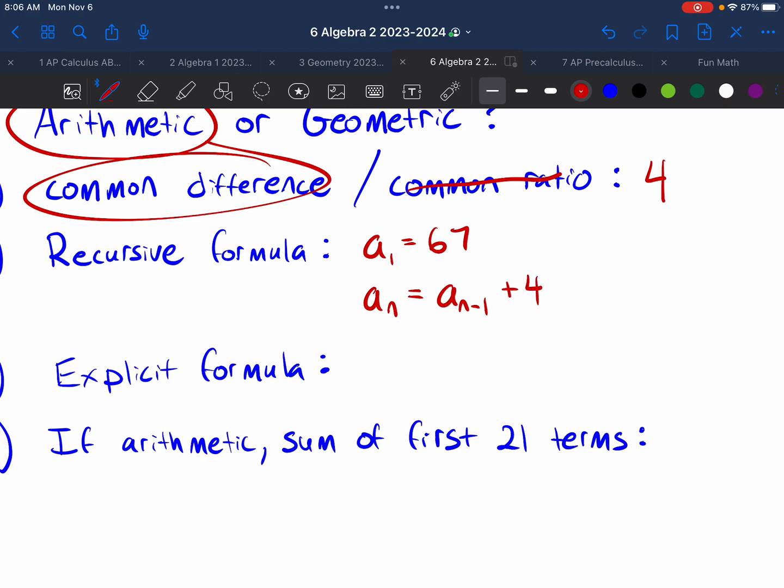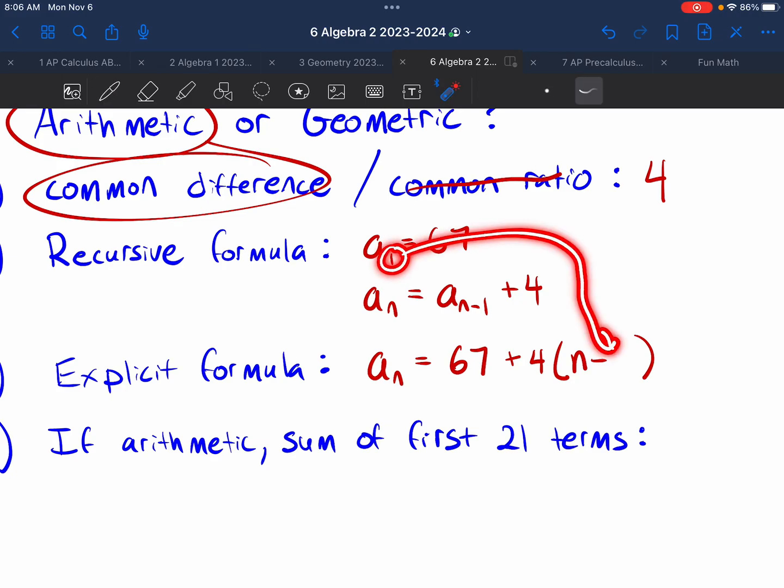And then for the explicit formula, we say a sub n, and this is going to be equal to, well, we need any test we want. We can choose the second test, but I'm going to choose the first test because I have it right here. And then I'm going to add the common difference, and I repeatedly add the common difference, which means we multiply. Multiply by n minus, okay, which term do we choose? We chose the first term yet again. So down here, this is going to be the first term.